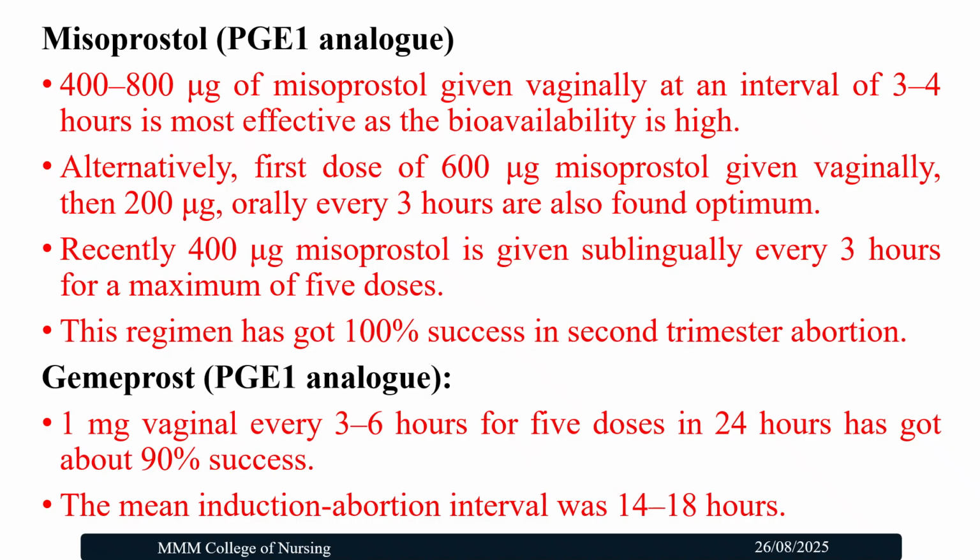Then the third medical method is gemeprost. Here, first 1 gram vaginally every 3 to 6 hours for 5 doses in 24 hours has about 90% success. The mean induction abortion interval was 14 to 18 hours.